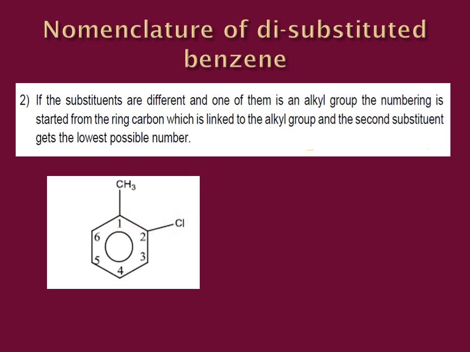Over here, we are going to start numbering from this carbon atom 1, 2, 3, 4, 5 and 6 instead of numbering it the other way around, which is not going to give the second substituent the lowest possible number. So the name is 2-chlorotoluene, or in common naming, it is going to be called orthochlorotoluene.